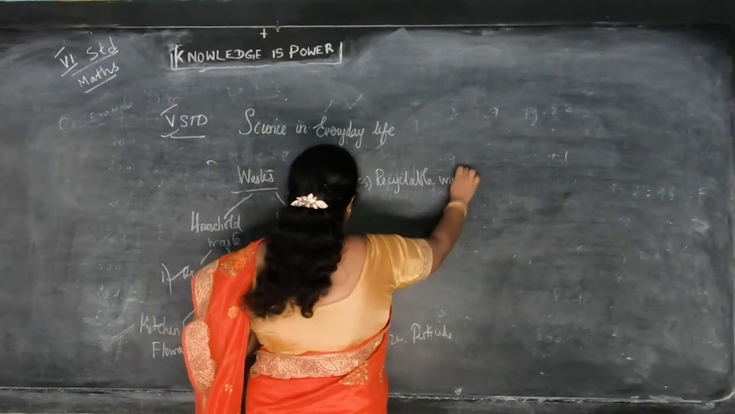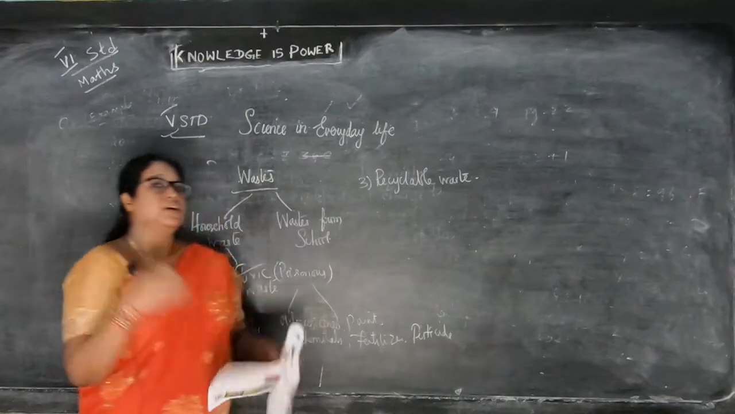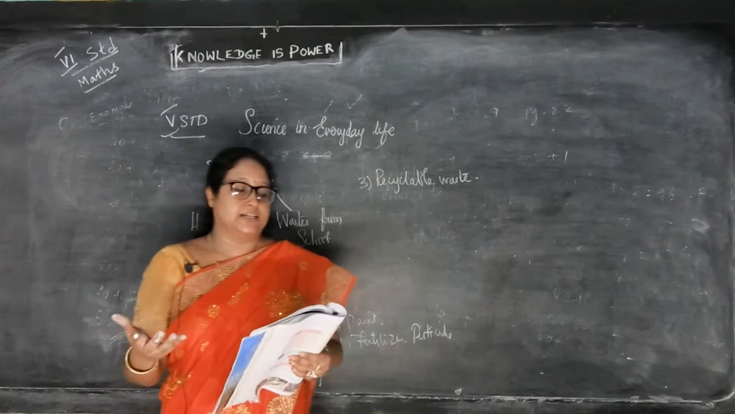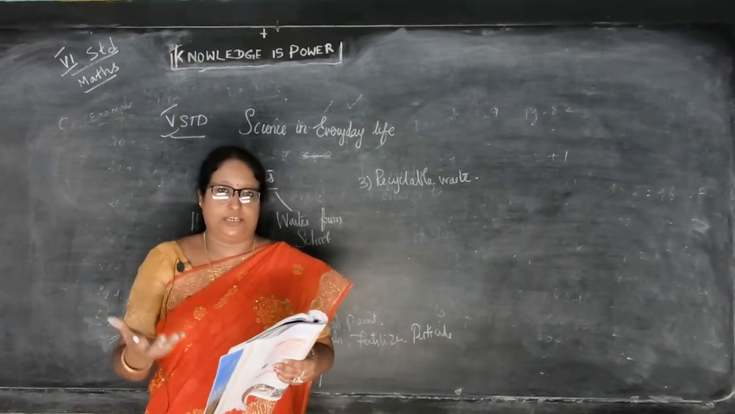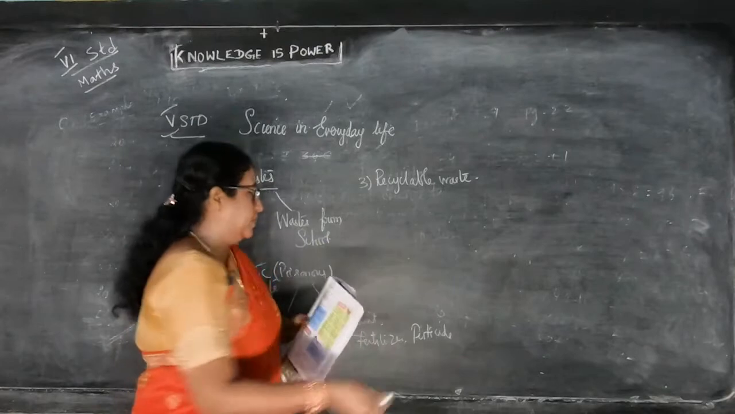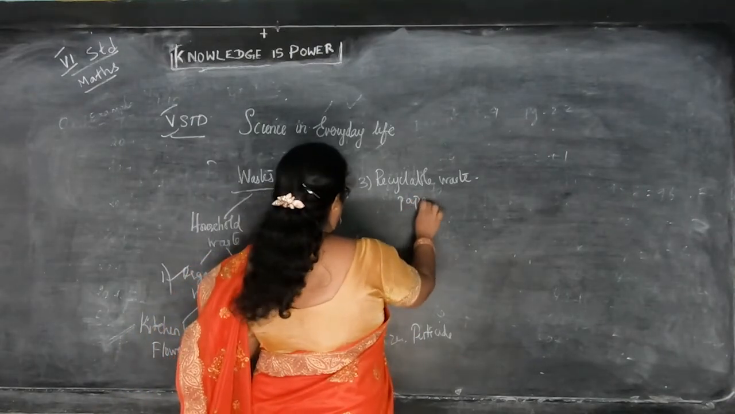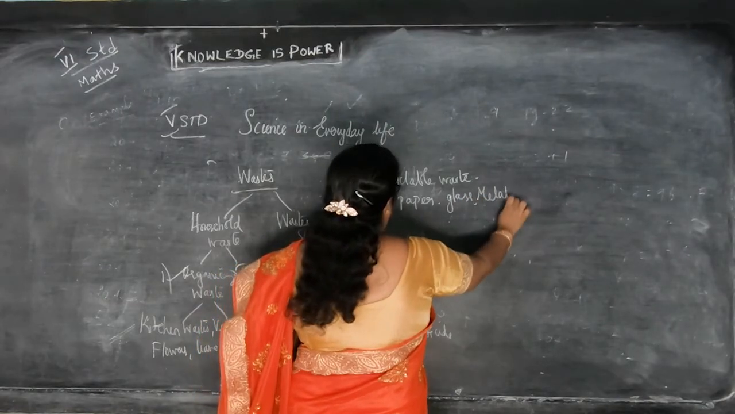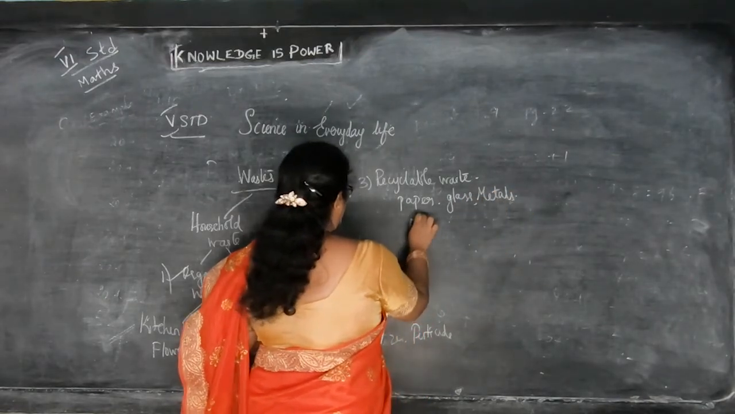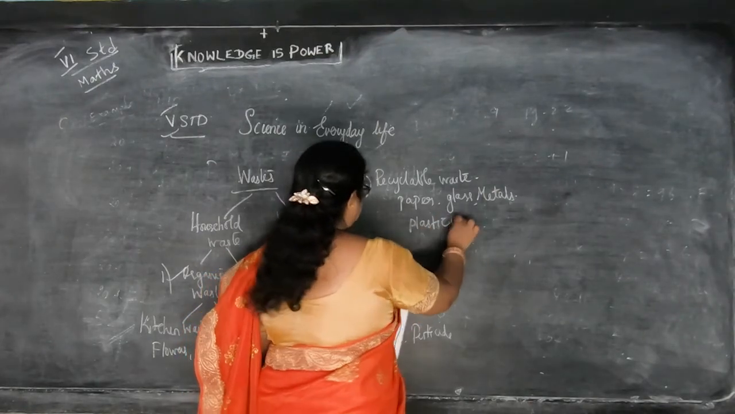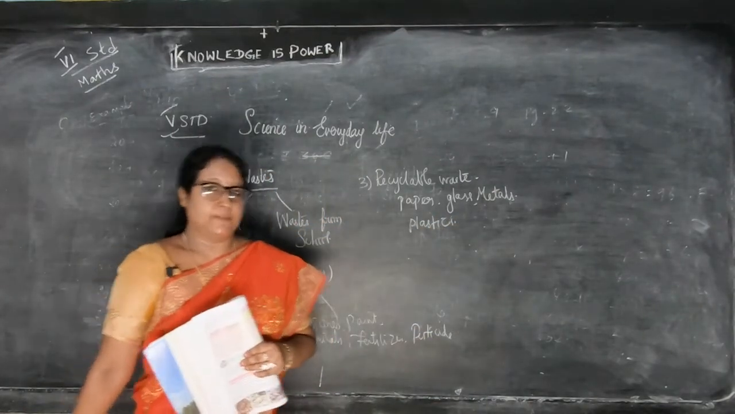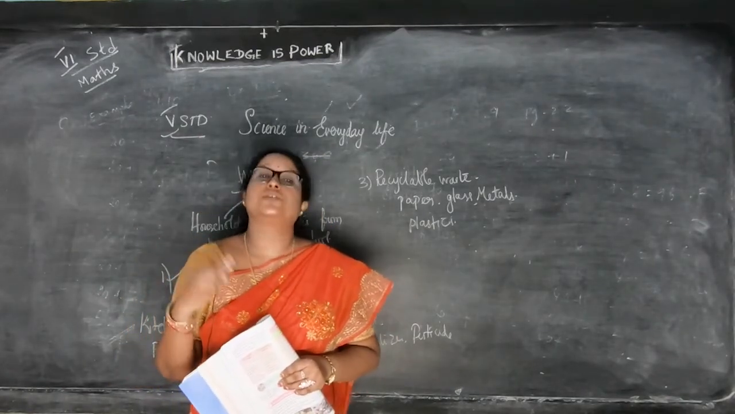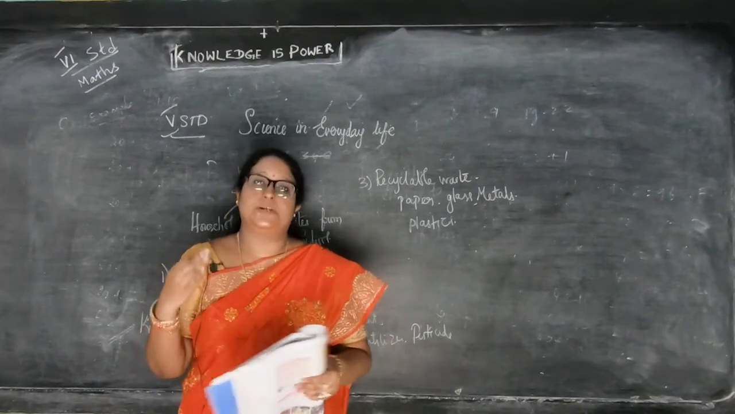Recyclable waste is converting the waste into new materials. They take our waste and change it into new material, which we can use again. For example paper, glass, metals and plastics can convert the waste into new materials. We can take the waste and convert it into new material. So that is called recyclable waste.